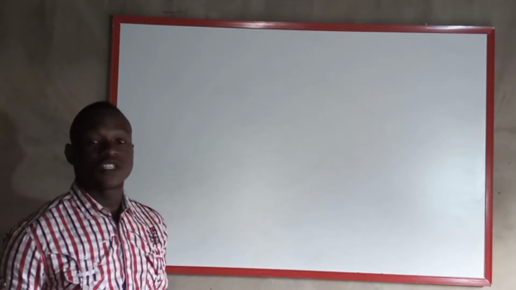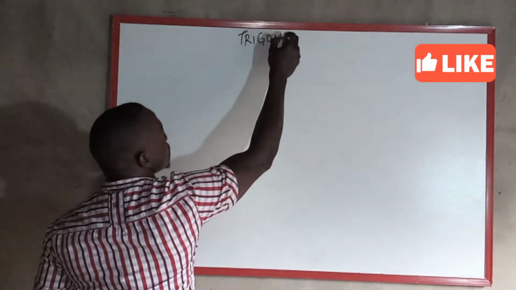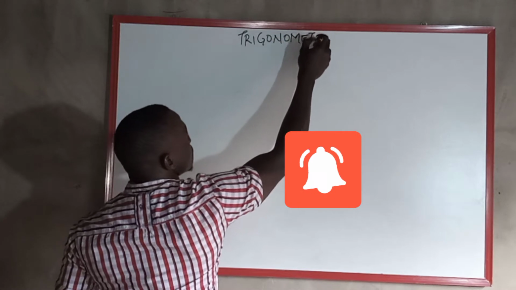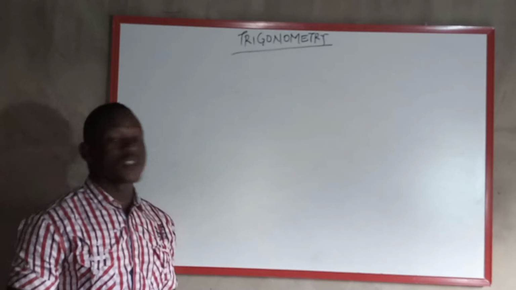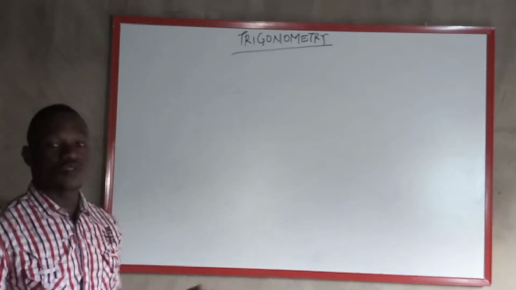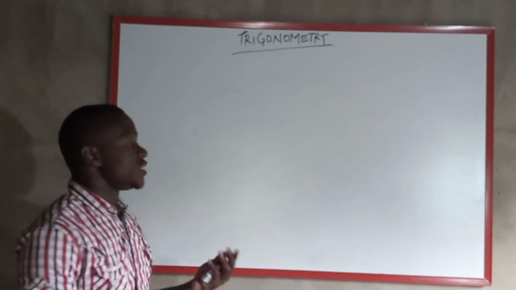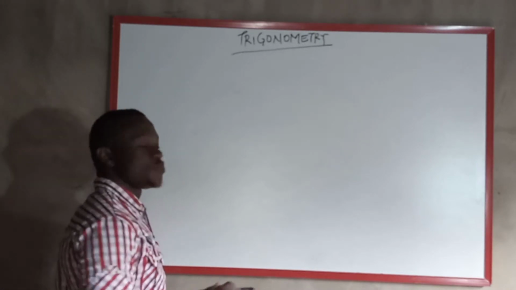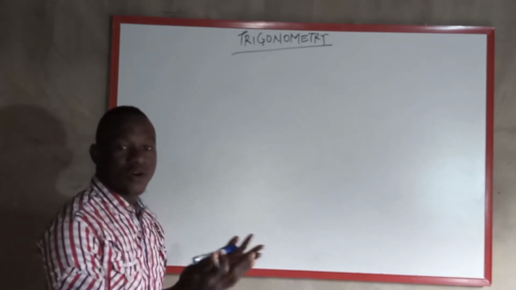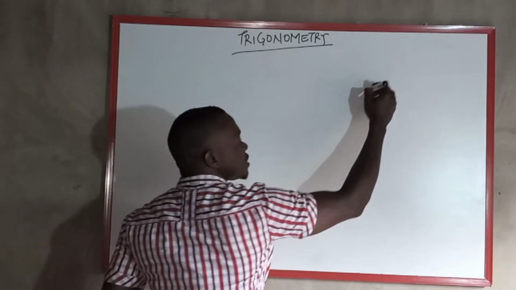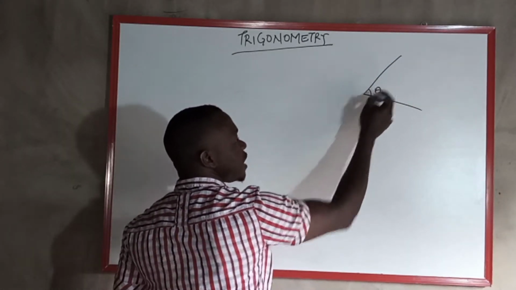Today we'll be talking about trigonometry. Now, trigonometry is a science that deals with the study of triangles, of angles, the study of angles. Now, for it to be an angle, there must be a point where two lines are inclined at a particular direction. So if this line is inclined with another line, then we have an angle there. Let's say this is angle theta.